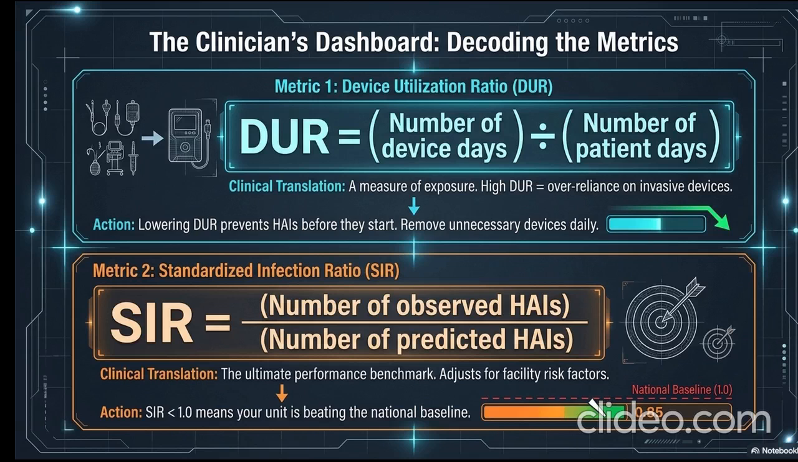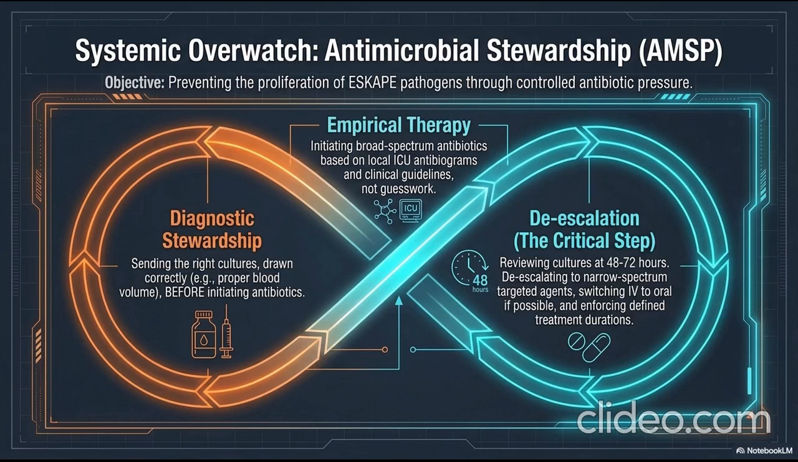Systemic overwatch also includes antimicrobial stewardship, AMSP, to prevent the proliferation of the escape pathogens. This cycle begins with diagnostic stewardship, sending cultures before starting antibiotics, and proceeds to empirical therapy based on local antibiograms. The critical step is de-escalation at 48 to 72 hours, where clinicians switch to narrow-spectrum agents or oral medications whenever possible.